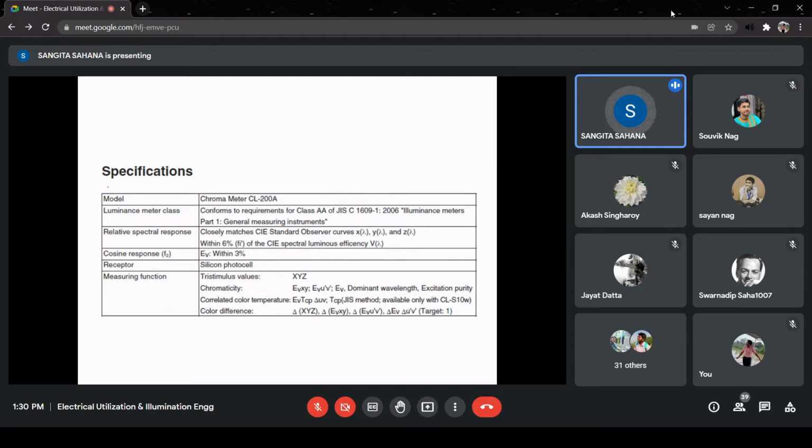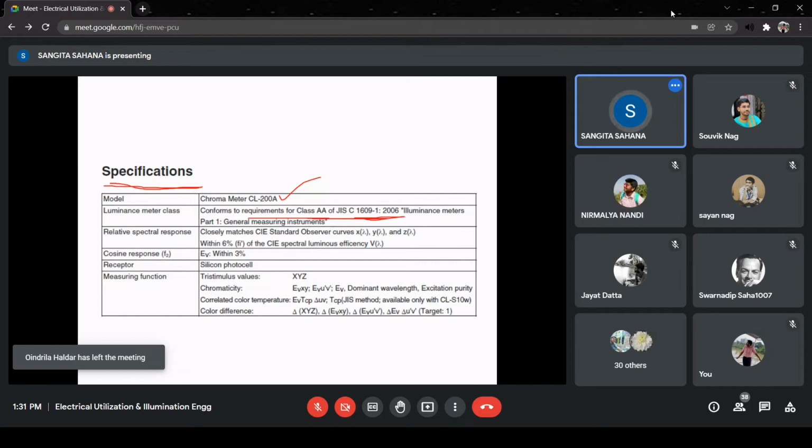So this is just an example of the specification of a Lux meter. The model is CL200A. These are the class requirements. Class means depending upon the accuracy of the meter. These are some standards. So it closely matches the CIE standard observer X lambda, Y lambda, Z lambda.